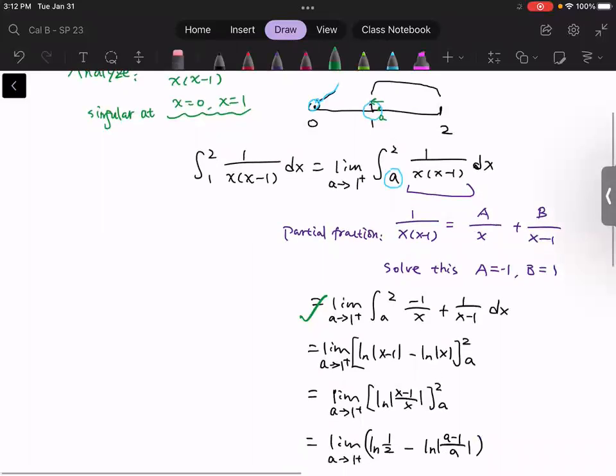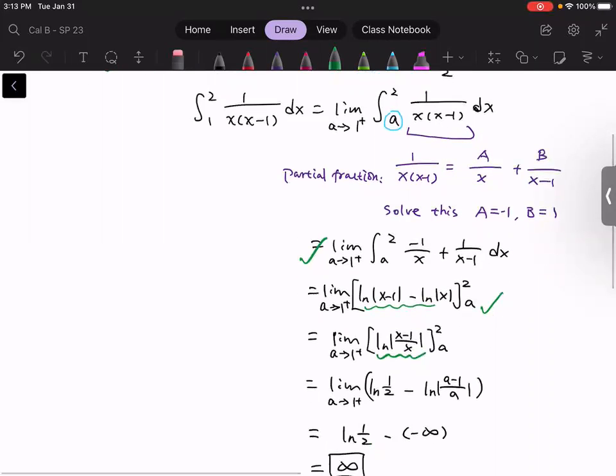Since we have already separated those two terms, the antiderivatives are of the natural log type. Okay, then we plug in the limits. Also here we could utilize the properties of the log functions, and then we obtain something like this. Finally, let's just plug in the number 1, or take the limit.